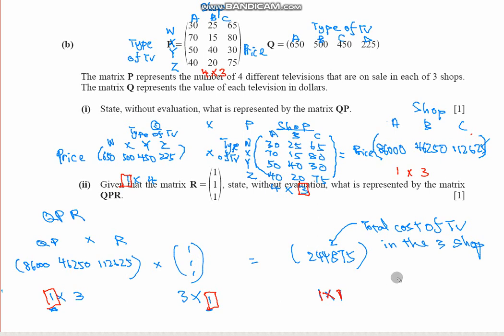Add together. What do you think this total number represents? Obviously we know this is the total cost of TV in all the three shops. This is the combined cost of TV in all the three shops. That's it.